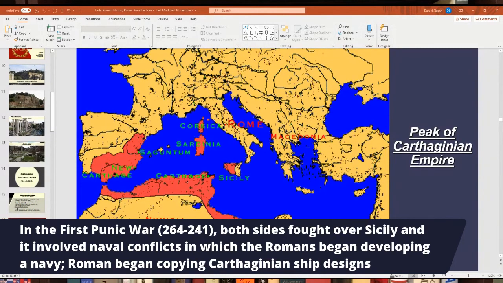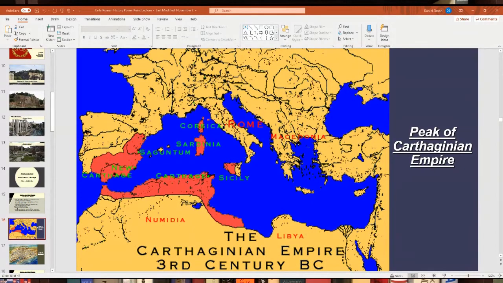And part of why the Romans were successful in the First Punic War was because of the Romans developing a naval force. The Romans, like I said, didn't have much of a naval power. And so sometime during the war, they were able to capture Carthaginian ships. And they copied them. They took them apart, put them back together, and figured out how to build ships similar to what the Carthaginians had. And so from there, they were able to develop their navy.